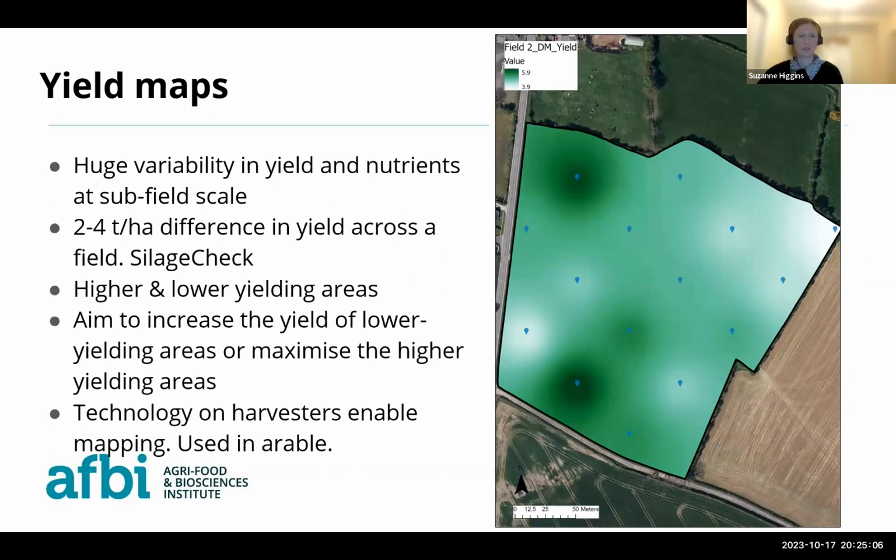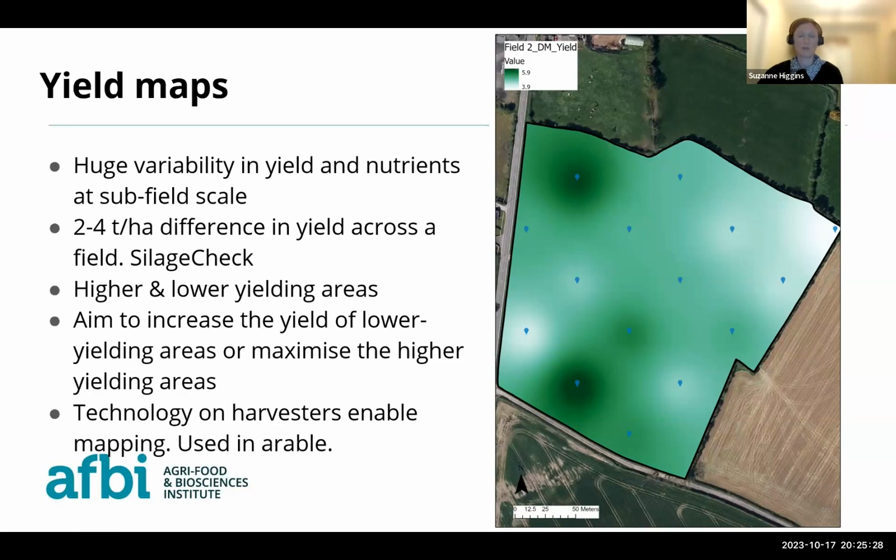We had a big project called Silage Check, where we looked at yield variation across 10 silage fields across Northern Ireland. You can see the grass yield varies by 2 to 4 tonne a hectare across a field. This can be because of the landscape. For example, if it's a hilly field, you can get spots of high yield either at the top or the bottom of the slope.